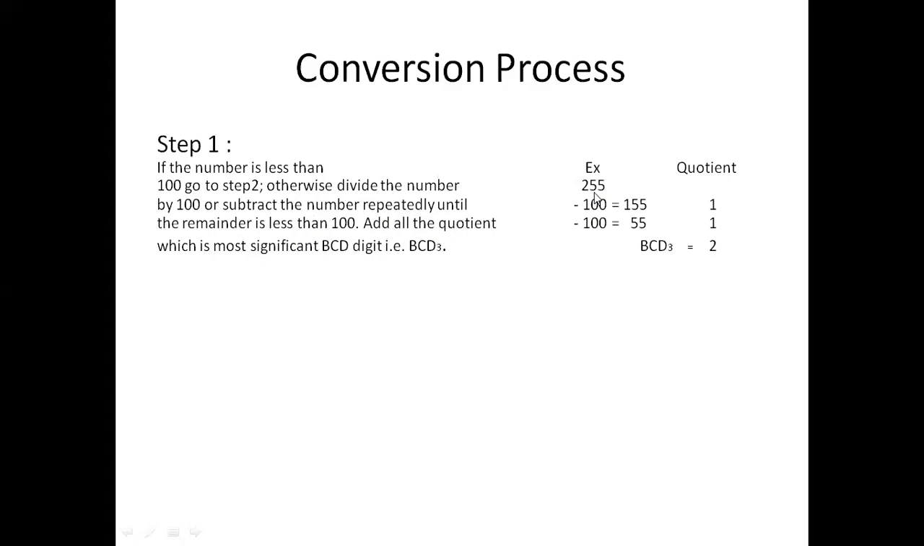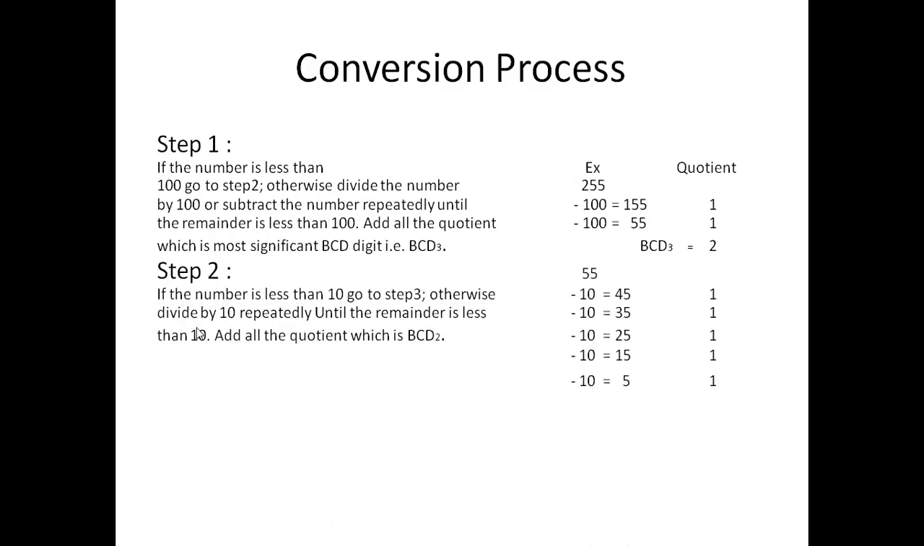Suppose the number is 255. 255 is a decimal number which is more than 100, so we will adopt step number 1. First of all, we subtract 100 from this, and we get 155. Again, this 155 is more than 100, so again we subtract 100 from 155 and we get 55. So once it is subtracted, the quotient was 1. Another time it is subtracted, the quotient was 2. Now 100 cannot be subtracted from 55 because 55 is less. So we add only these two quotients and BCD3 will become 2.